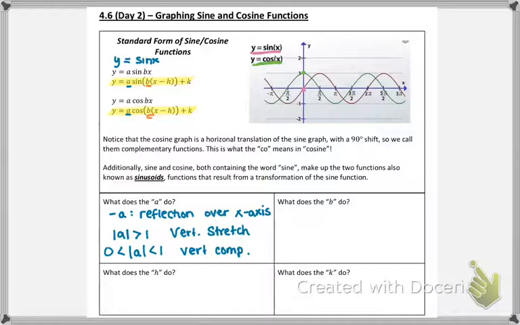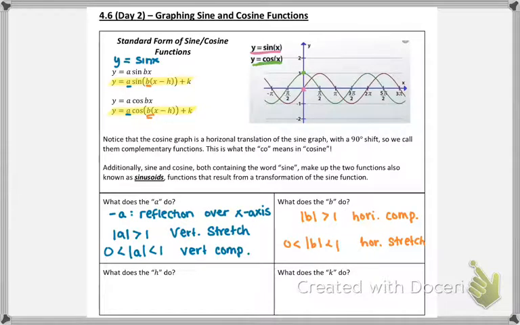So if the absolute value of b is greater than 1, then this is going to be a horizontal compression. Remember, we said what's applied to the x is always opposites. So if I multiply x by 2, it's really a horizontal compression by 1/2. And if the absolute value of b is a fraction between 0 and 1, then it's going to be a horizontal stretch.